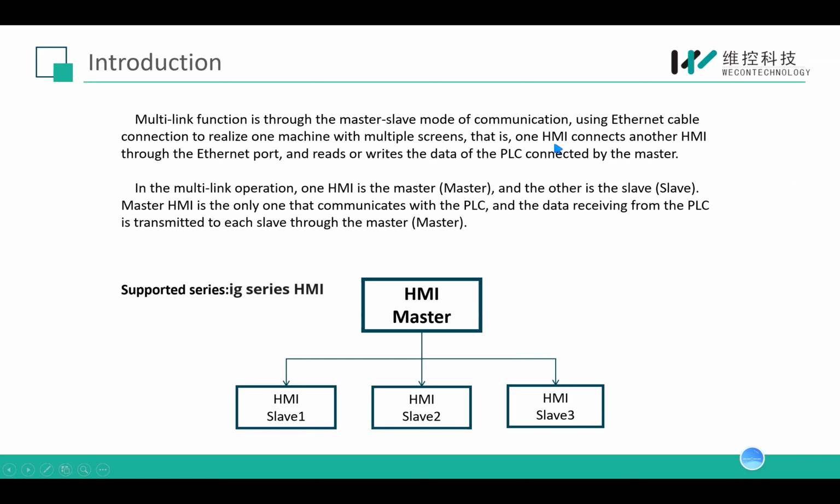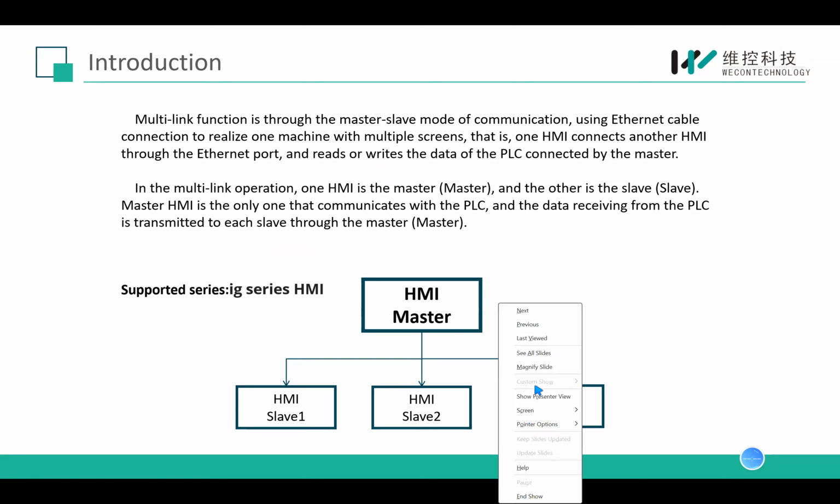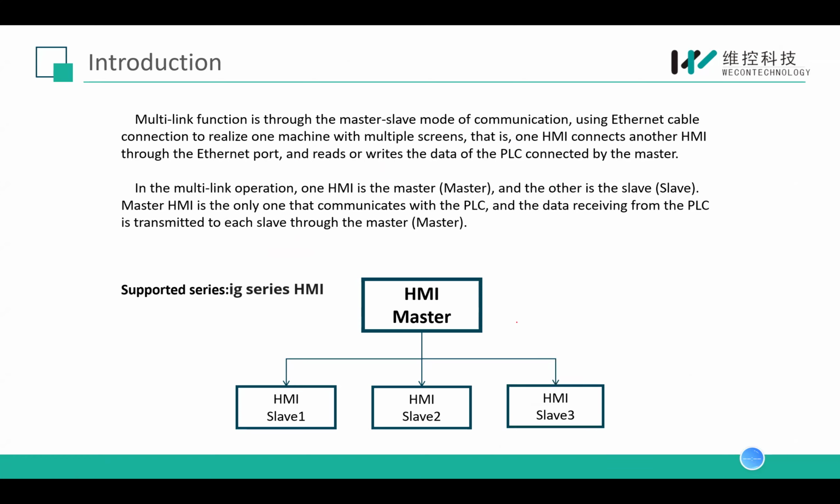So one HMI connects to other HMIs through the Ethernet port, and the data from the PLC is written through the master. The PLC can only connect with the master HMI, not the slave HMI.